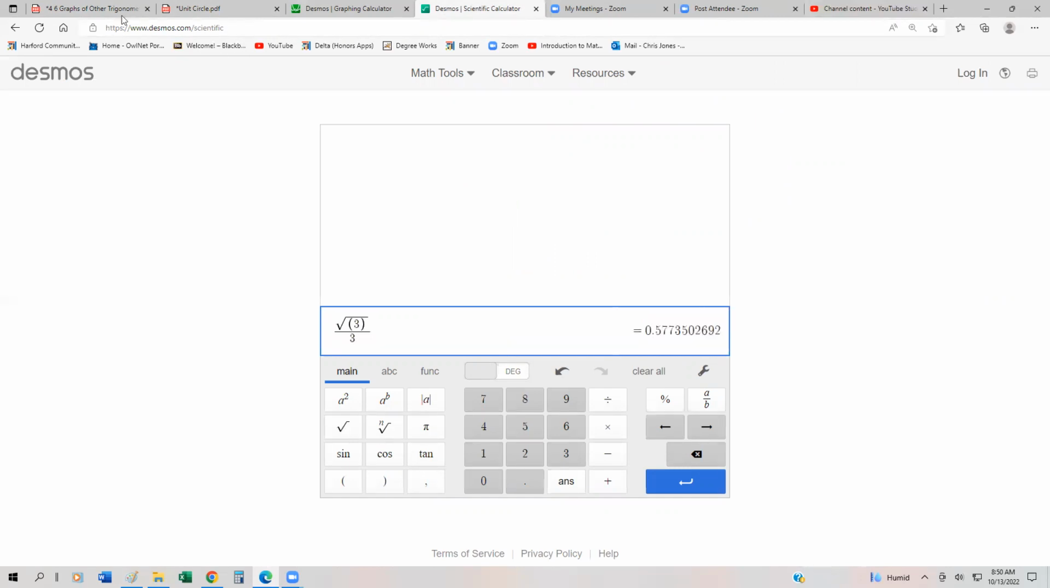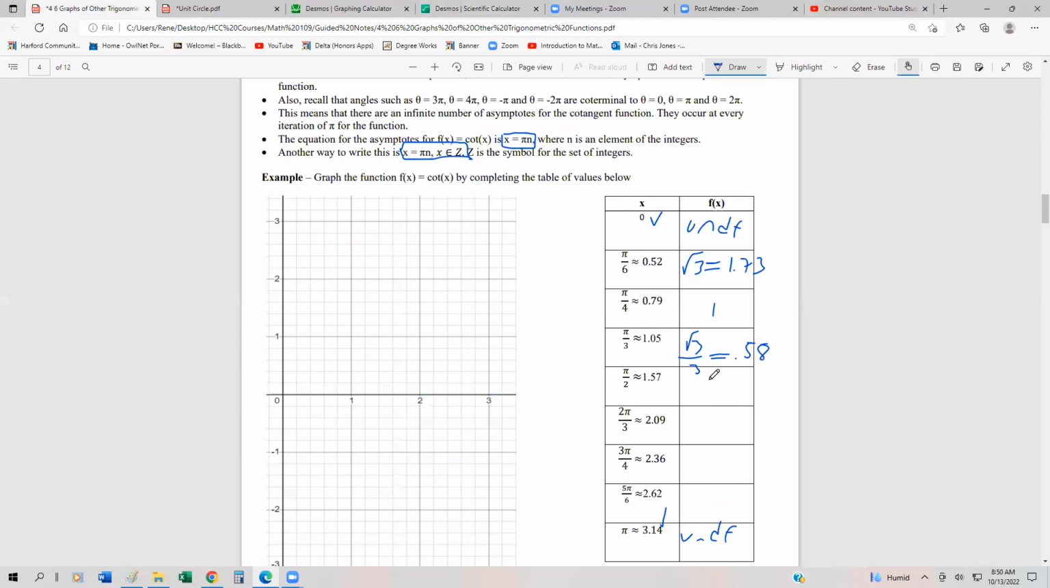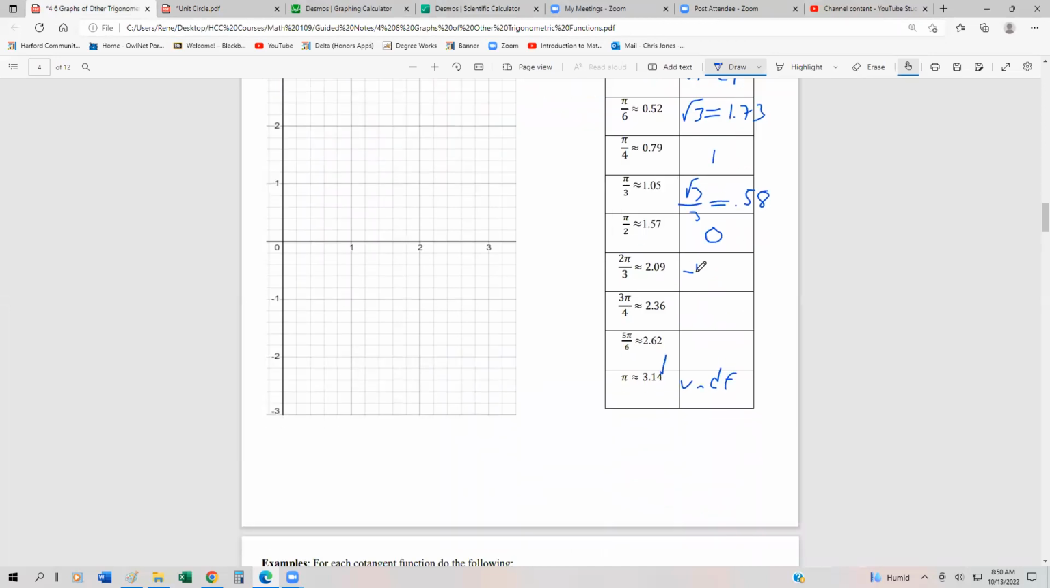That's going to be 0.58, okay? And then at pi halves, it's 0. And then here we have negative root 3 over 3, which is going to be negative 0.58. And then at 3 pi fourths, we have a negative 1. And then right here, we have a negative root 3, which is approximately negative 1.73.